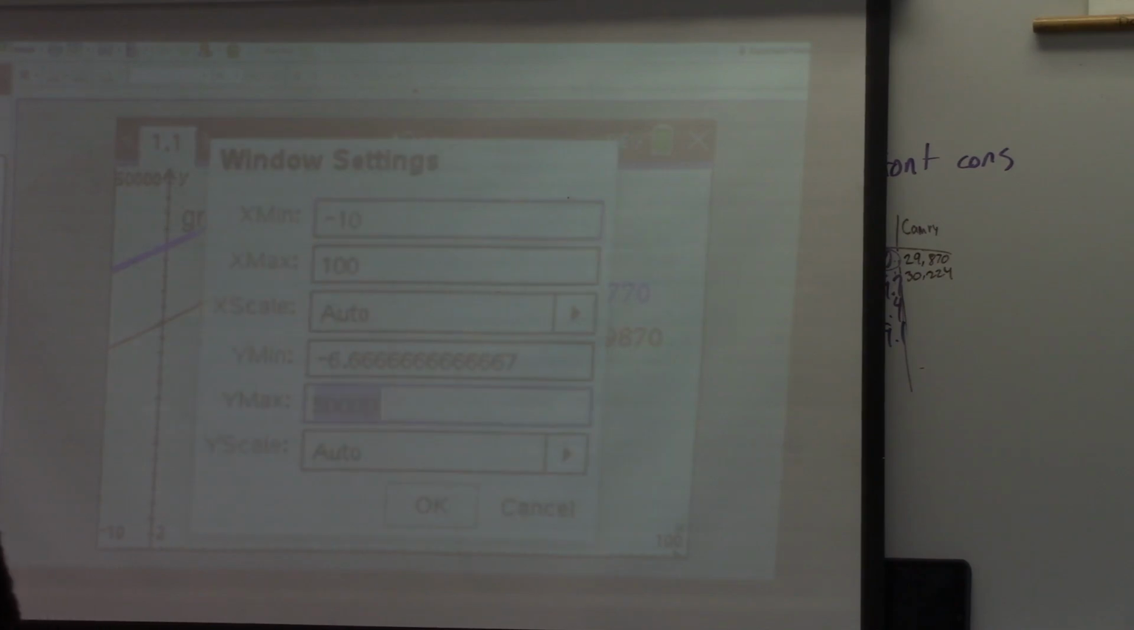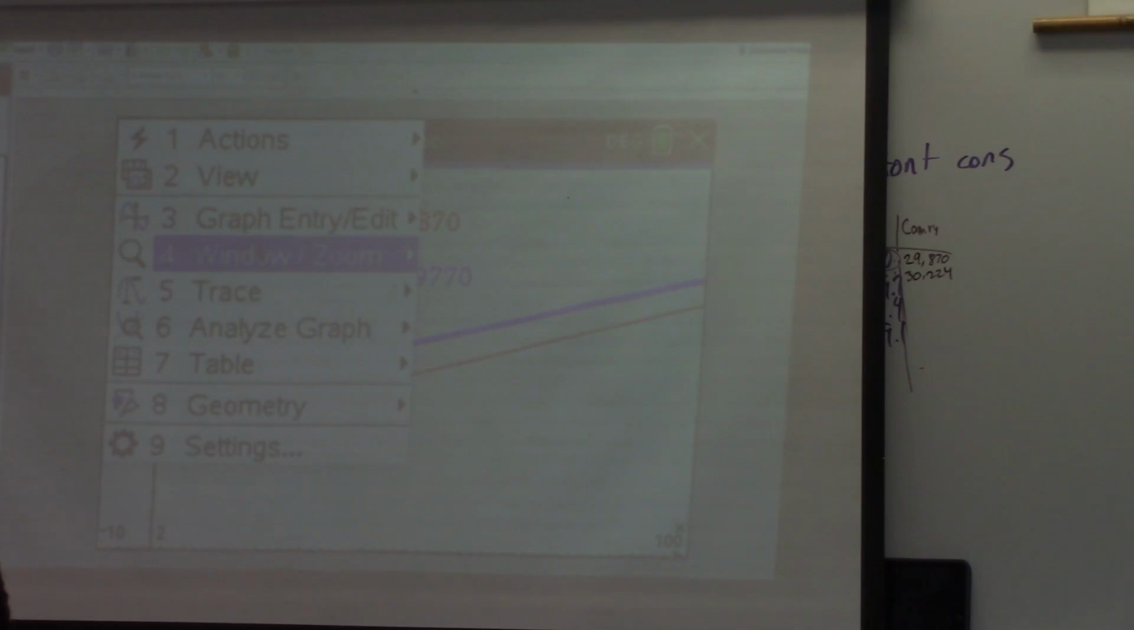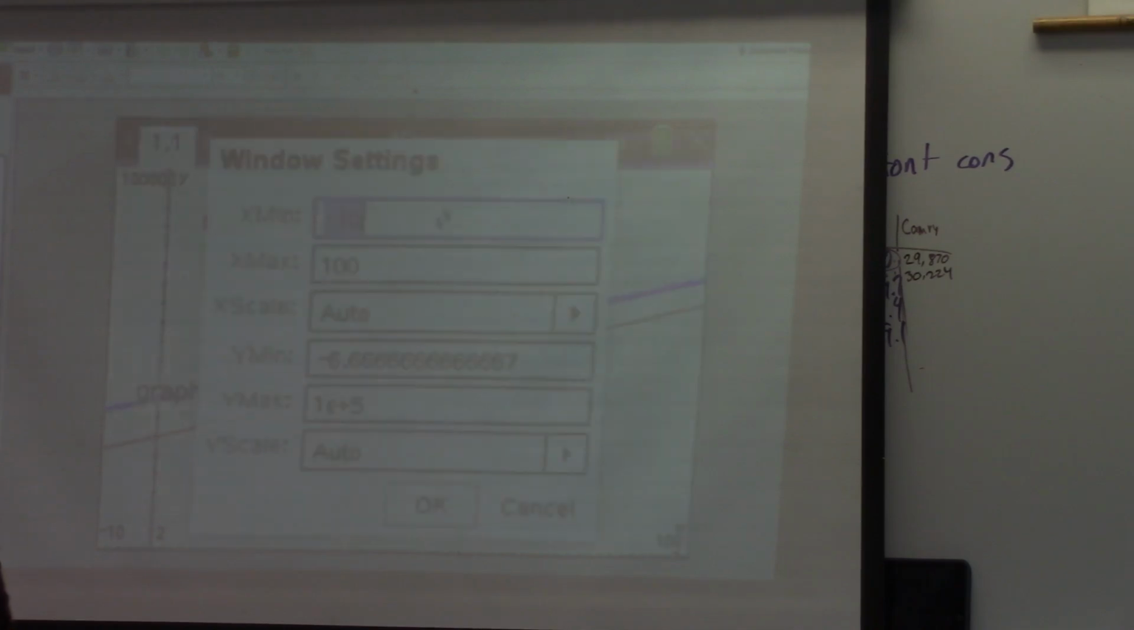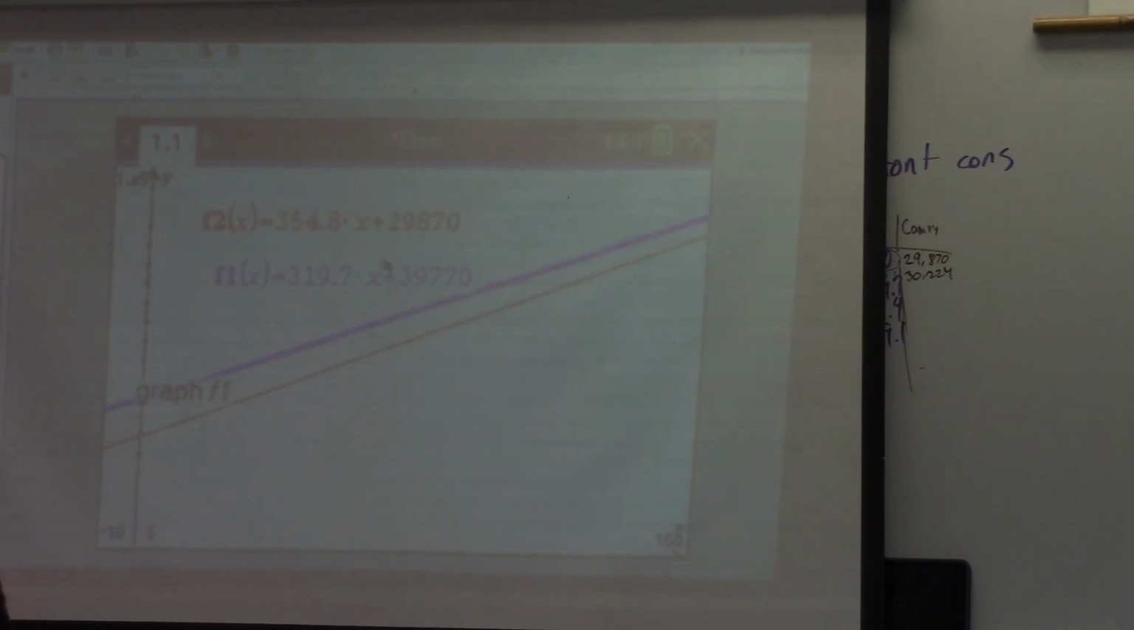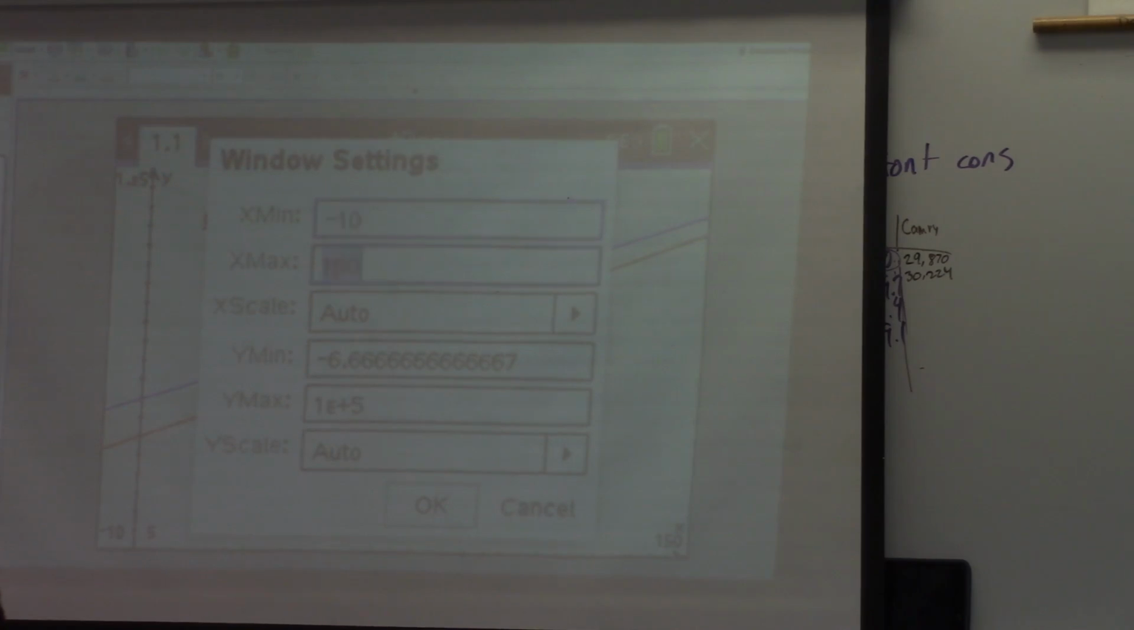Alright, so I'm gonna go, let's go 100,000. Still can't see it. It's not the Y that's the problem now, it's the X. So let's change that to 150. Still getting closer. 200. Change to 250. Yeah, let's do 250. Okay.